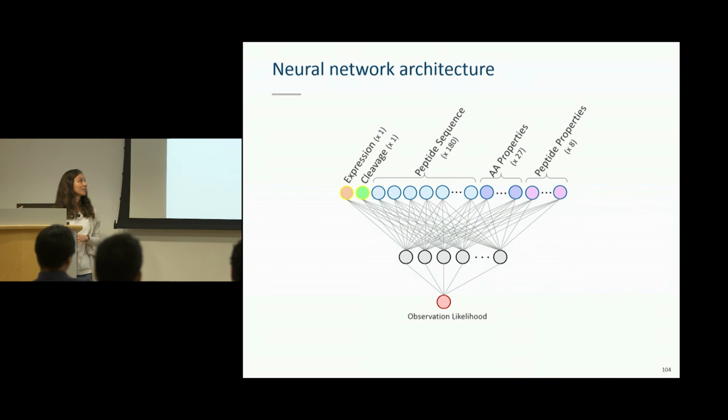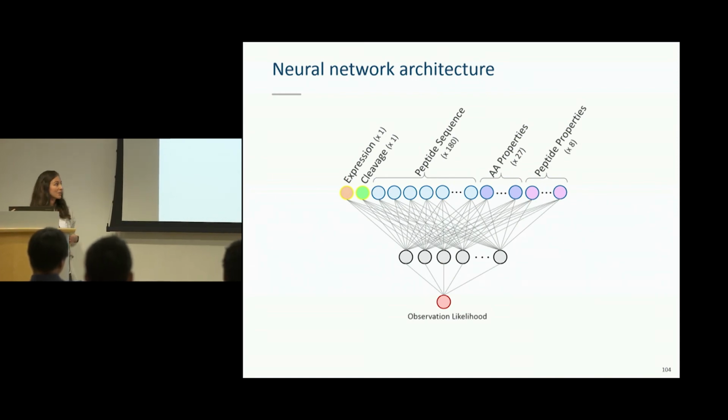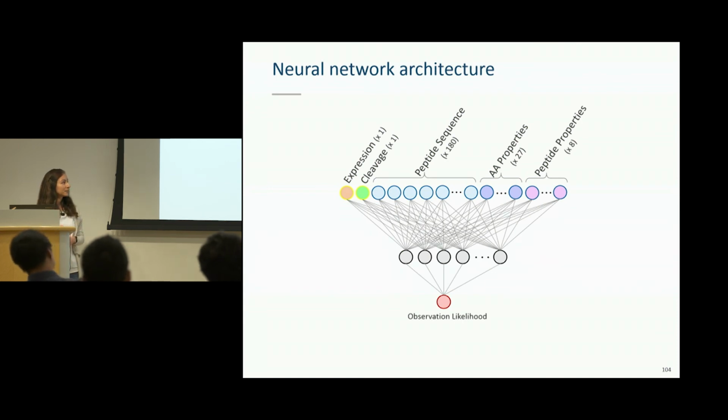So the solution we turned to was neural networks. And here is what the network architecture looks like. It's actually a quite simple model. We have 50 hidden units in one single hidden layer, and the model is fully connected. The main novelty in this particular modeling is the fact that we do introduce these two signals, expression and cleavability, that capture endogenous processes of the peptide.